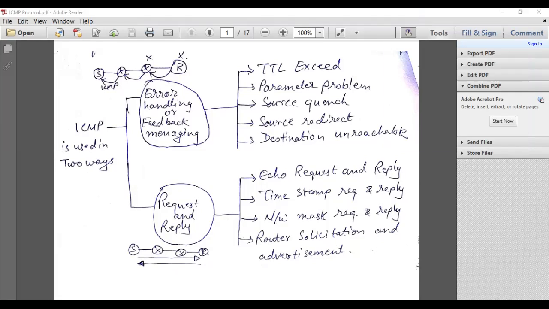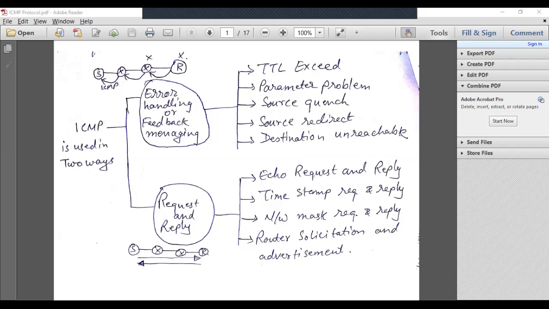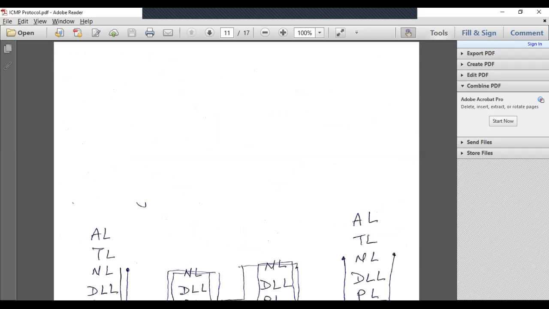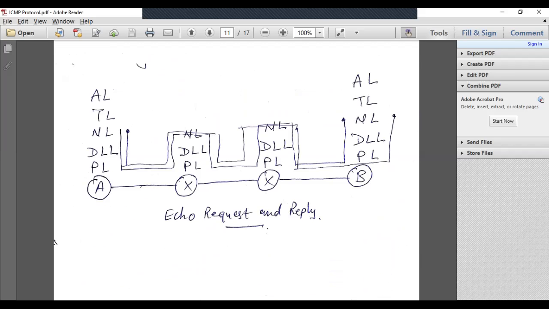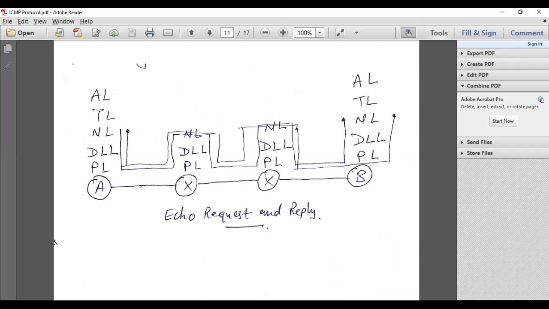So let us go into the echo request and echo reply message directly, and then we would be in a position to understand it more clearly. ICMP works at the network layer. It will start from the network layer of A and will reach the network layer of B during request, right? And during reply, it will start from the network layer of B and reach the network layer of A.